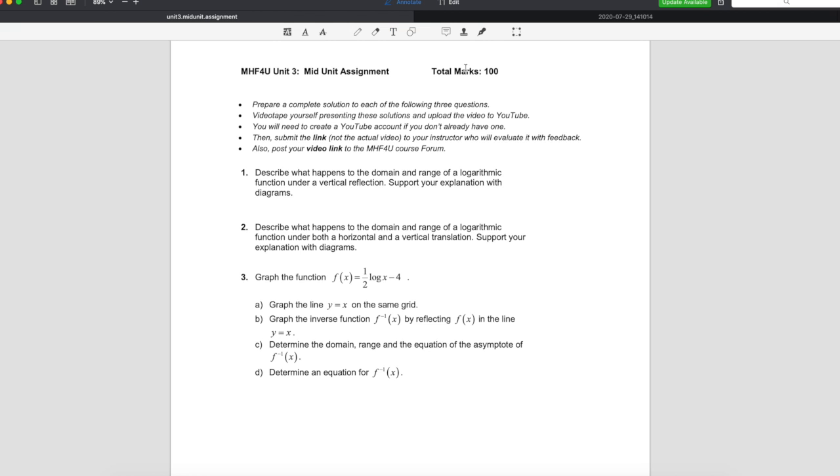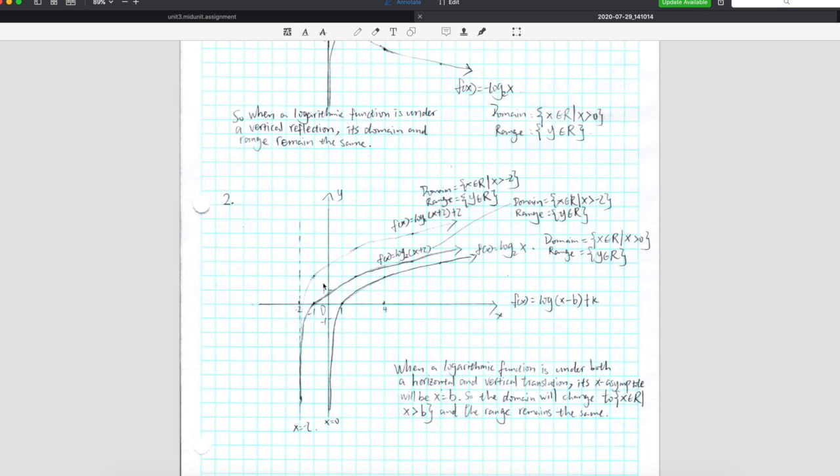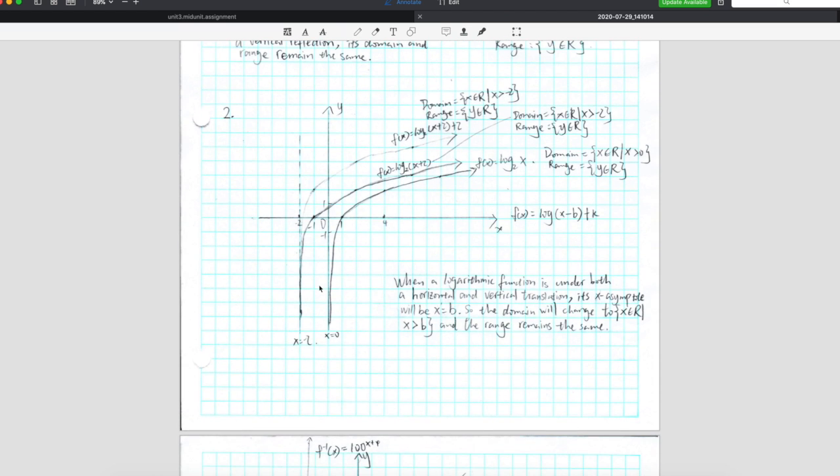Okay, so let's see question 2 down here. Describe what happens to the domain and range when we do a horizontal and a vertical translation to the function. As I sketched here, this one is the original function, which is log base 2 of x. And when I move it to the left by 2 units, it becomes log base 2 of (x plus 2).